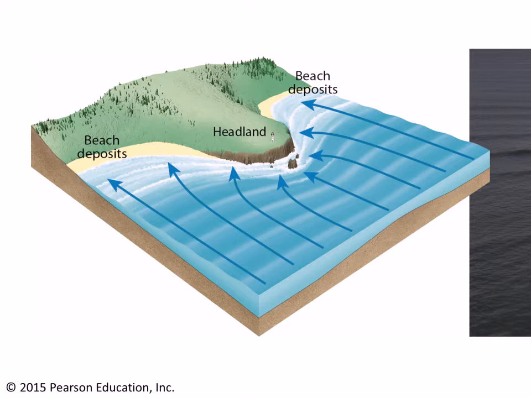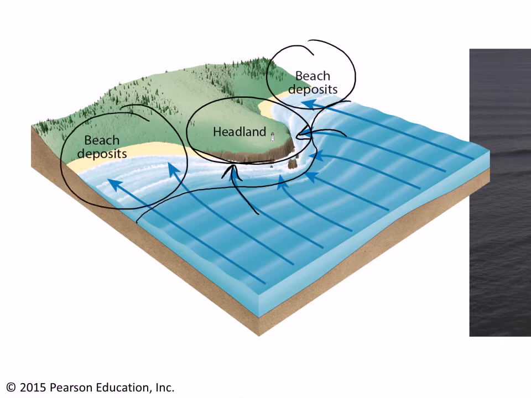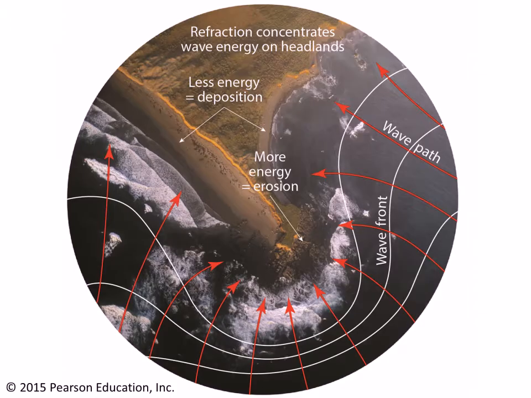If you have a headland like this one that is prominently pointing out into the sea here, that means that the waves will essentially curve around and focus their energy on that headland. That means that there's lower energy in the adjacent areas, and so sediment can pile up in those sites, making beaches. Here's an example of that on a rocky headland, and you can see how the wave fronts wrap around that headland, and the wave paths are shown by the red arrows.